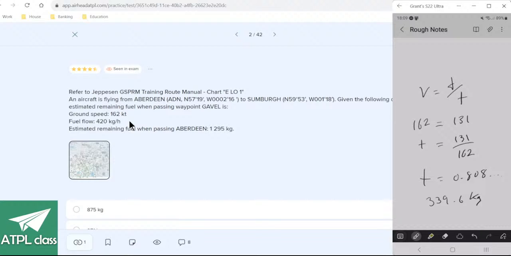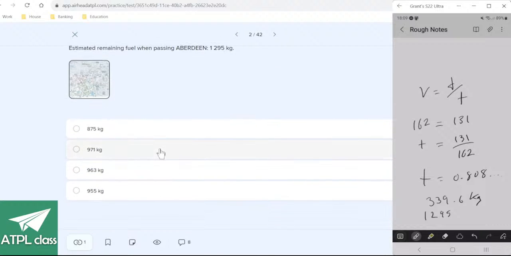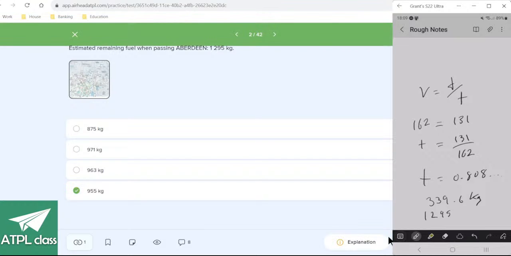We'll take that from 1,295. 1295 take away 339.6, and we get 955.4. 955. Cool.